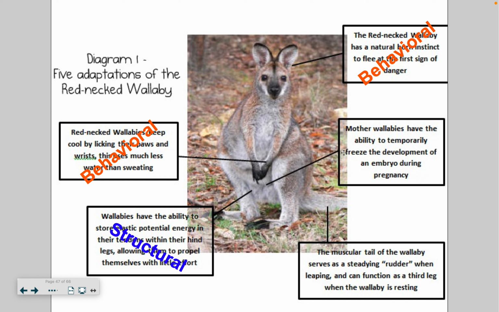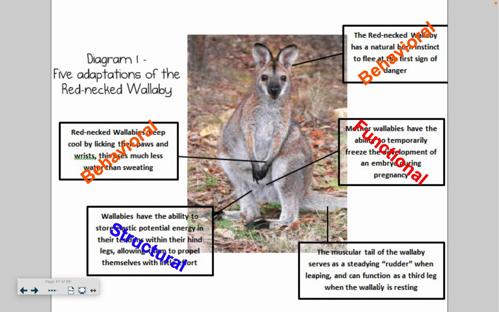Mother wallabies have the ability to temporarily freeze the development of an embryo during pregnancy. How cool is that? This right here is happening within the organism. This is functional. If she's developing an unborn wallaby inside of her and the conditions are terrible, drought, low food, she can actually freeze the development of that embryo until conditions are good, until food is abundant again.